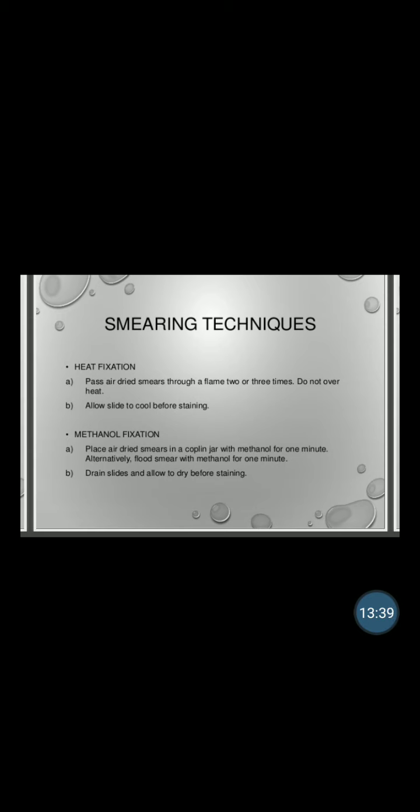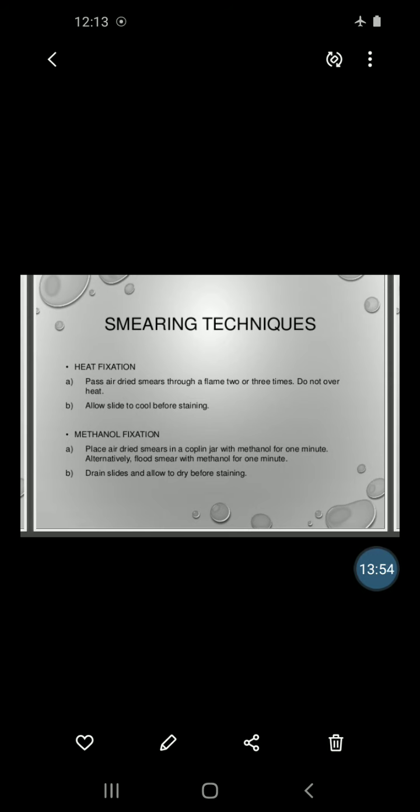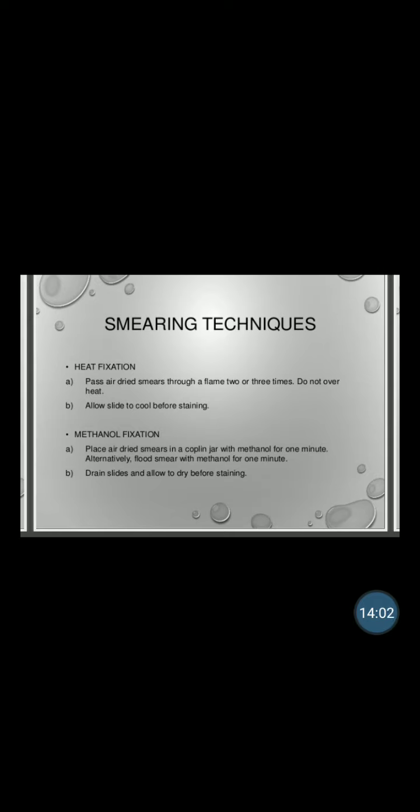Then methanol fixation. Place an air-dried smear in a Coplin jar with methanol for 1 minute, or alternatively flood the smear with methanol for 1 minute, and then drain the slide and allow it to dry before staining. So this is all about simple staining. Next, I will stop here.